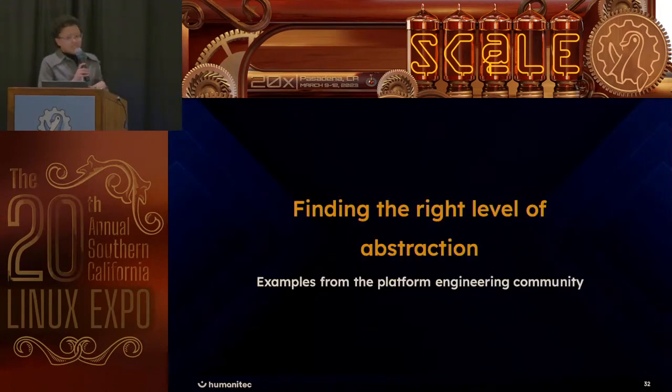Now we're going to move on to the next section, which is about finding the right level of abstraction. I'm going to give you a few examples, a few quotes from the platform engineering community on how different organizations have navigated this topic. I will also direct you to the full talk so that you can get a more technical deep dive.